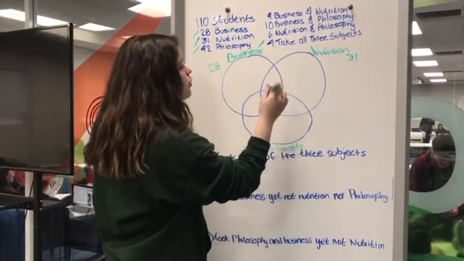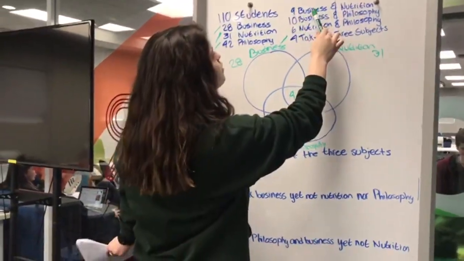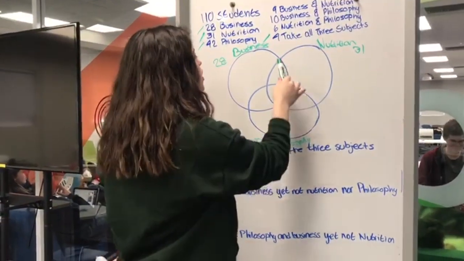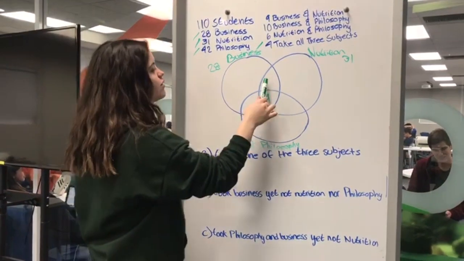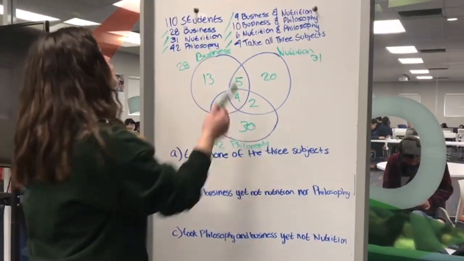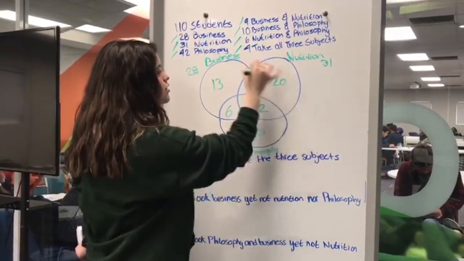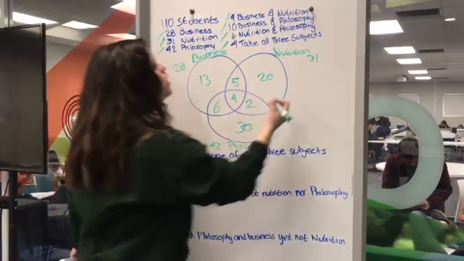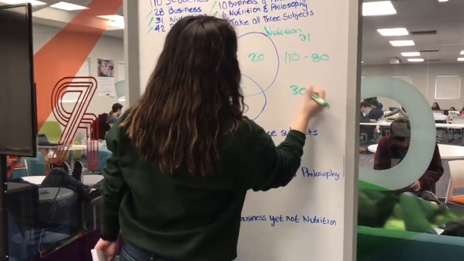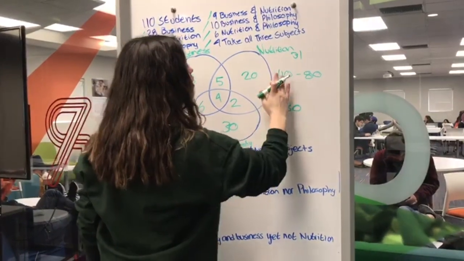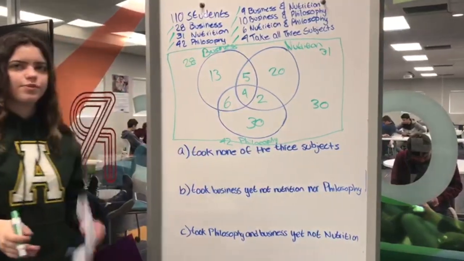Then, here it says that there's a total of 9 students taking business and nutrition. So we already have 4 students that take business and nutrition. Therefore, we have to place a 5 here. But we're missing that there's a total of 110 students, and inside the circles we only have 80 students. So 110 minus 80, we have a total of 30 students who are on the outside and do not take any of these 3 subjects.